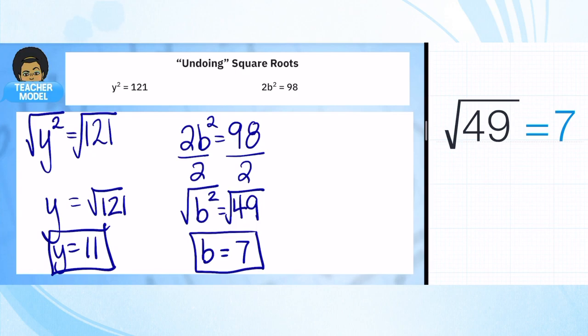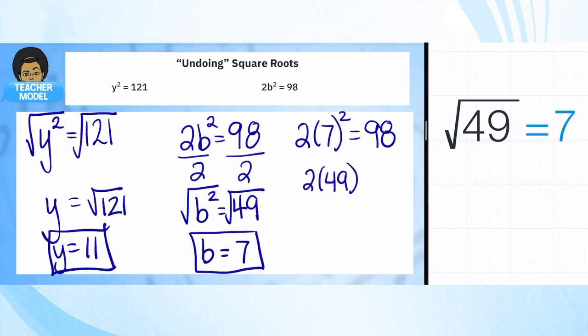And you can test this out, because I always advise testing your work. So 2 times 7 squared is equal to 98. Now you're going to use your order of operations, do your exponent first. 2 times 49 is equal to 98, and that is true. 98 is equal to 98.